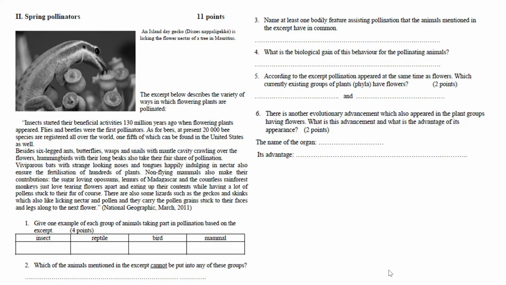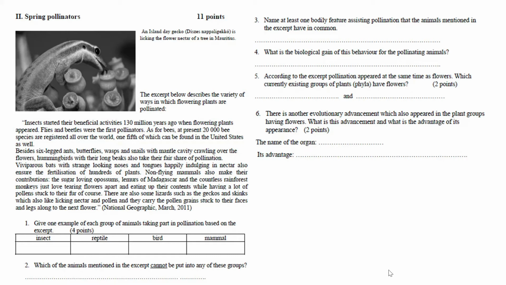Spring pollinators. An island day gecko is licking the flower nectar of a tree in Mauritius. The excerpt below describes a variety of ways in which flowering plants are pollinated. Insects started their beneficial activities 130 million years ago when flowering plants appeared. Flies and beetles were the first pollinators.